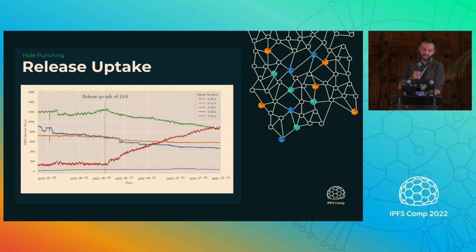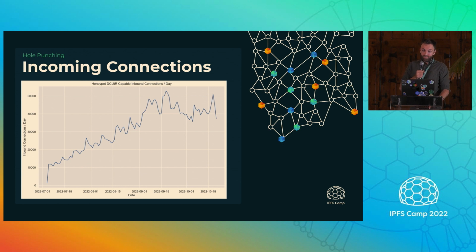And this is the red line there, so we can see that people are upgrading to this new version and thus benefiting from these new capabilities. Also, if we take a look at the honeypot connections, you have the time on the x-axis and the incoming DCUTR capable peers on the y-axis per day. You can also see that people are updating and that this DCUTR protocol gets more and more deployed in the network over time.